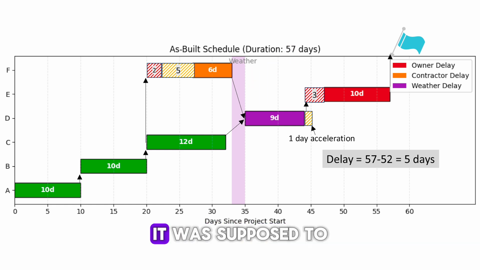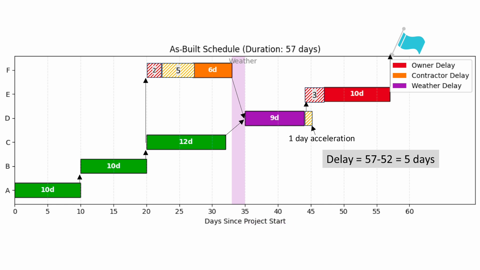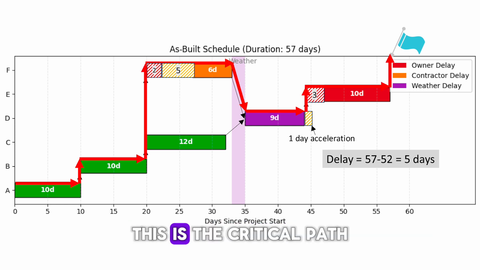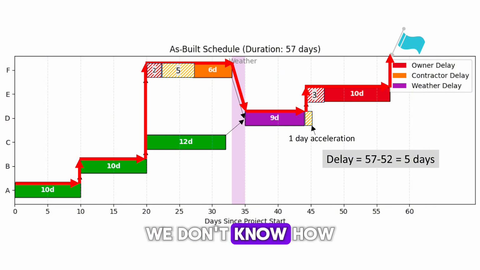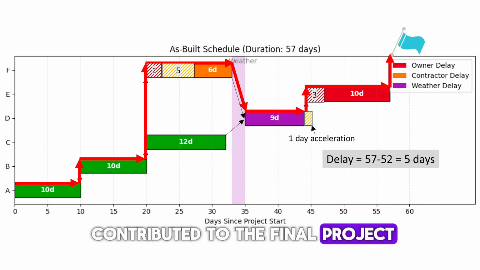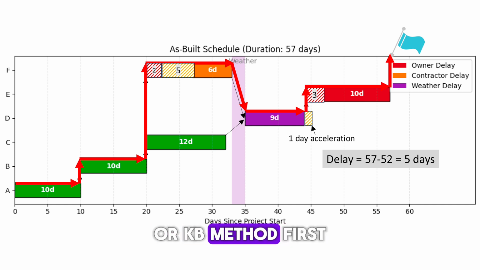Based on the dependencies, it was supposed to start right after the finish of F. Alright, the key question is, what caused this delay? If you take a closer look at the network, this is the critical path. Looks like it goes through every delay event. However, we don't know how much each of them contributed to the final project delay. Now let's break it down using the collapsed as-built schedule, or CAB method.